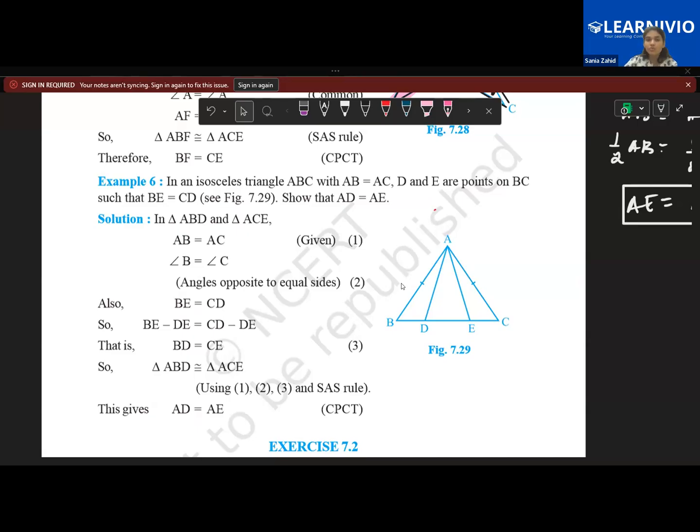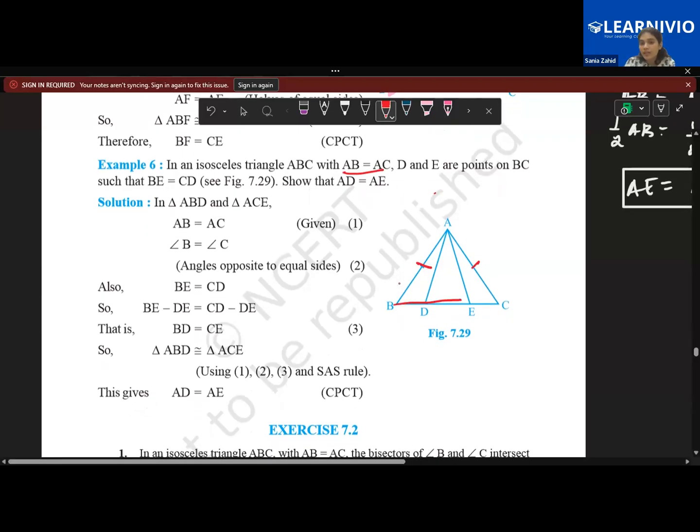So here it is given to you that ABC is an isosceles triangle. And what 2 sides are they telling you equal? That AB is equal to AC. Right? And then it says, D and E are points on side BC such that BE and CD are equal. So BE is equal to CD. CD is this line and BE is the upper line. So these lines are also equal to one another. Now the question says that show that AD is equal to AE. Where is AD? AD is this line. You have to prove AD and AE are equal.